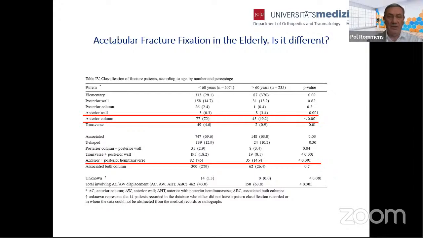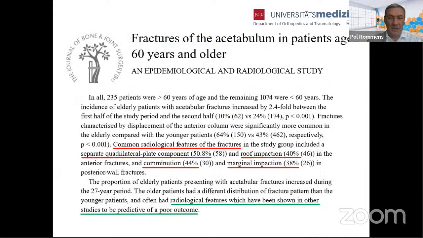Here on the left side, you see people below 60 years of age and above 60 years of age in the second column. So there is a shift, not only in the incidence, but also in the fracture types that we are confronted with in these older people.